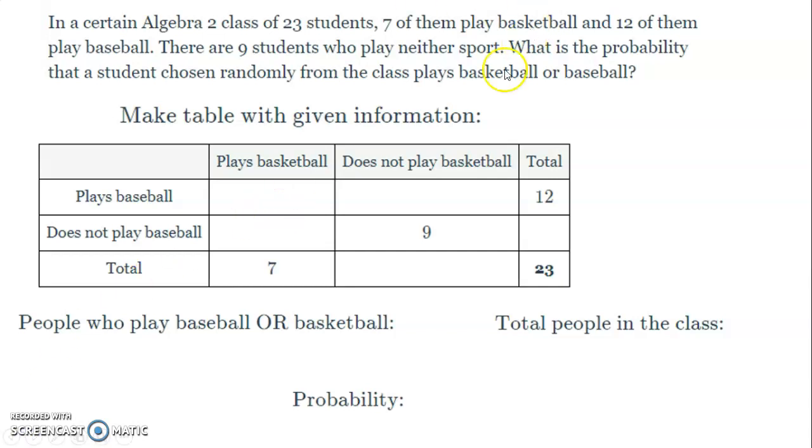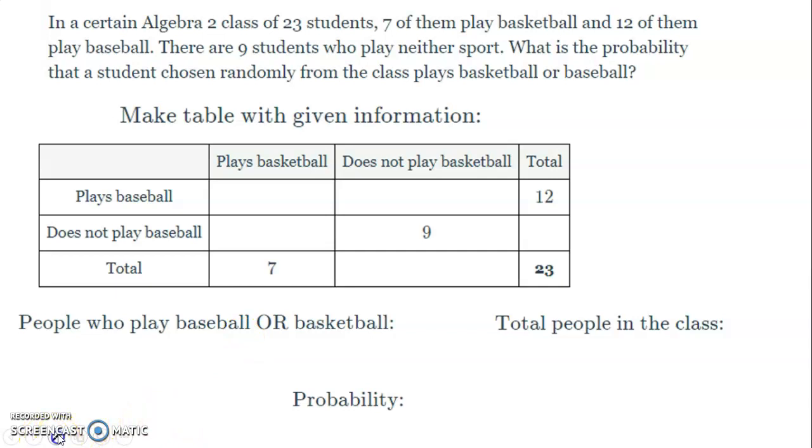So in a certain Algebra 2 class of 23 students, 7 of them play basketball and 12 of them play baseball. There are 9 students who play neither sport. What's the probability that a student chosen randomly from the class plays basketball or baseball? So this is a probability problem with or in it.